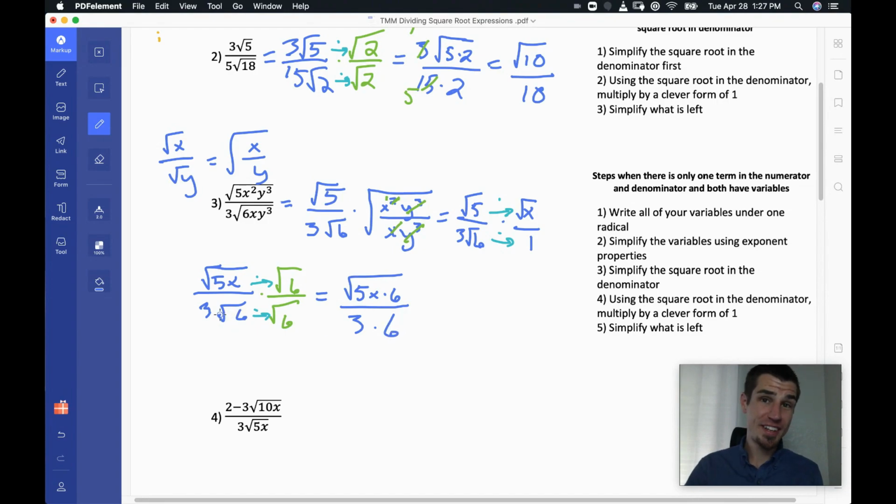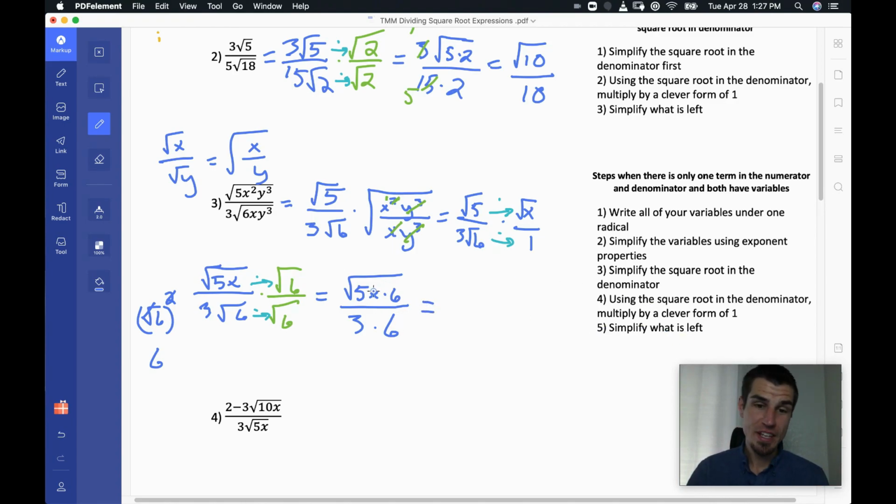If you think about it, anything times itself is that thing squared. And the square root of 6 squared simplifies. These are inverses. The square root and a squared cancel each other out, leaving you with just 6. So that's another way you could think about why this is happening. So now we just simplify what we've got left.